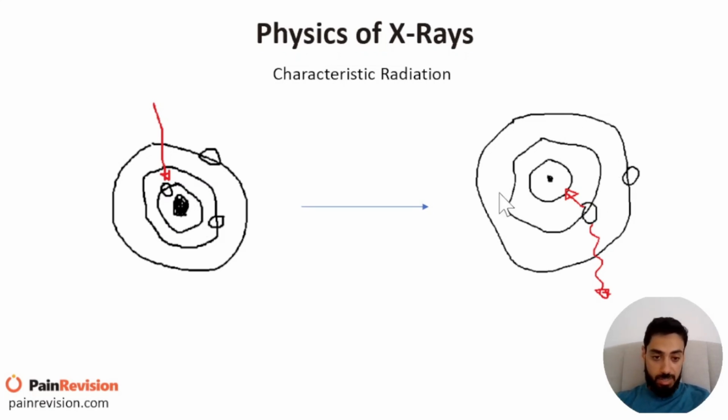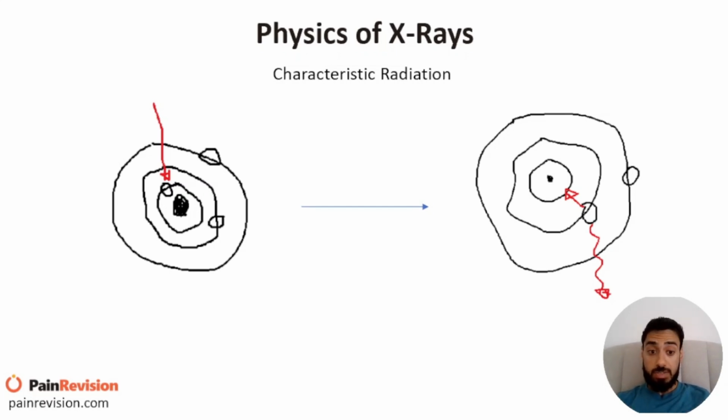So on the right hand side here, the electron from the higher energy shell will then go to fill the place of the electron that was knocked off, and by filling that place from a high energy to a low energy, it releases energy in the form of a photon or an X-ray. And that is characteristic radiation.